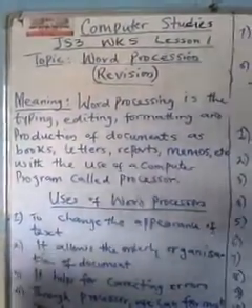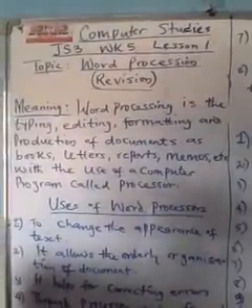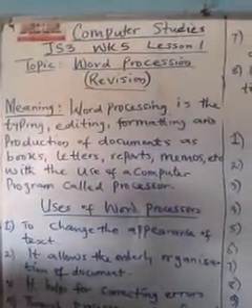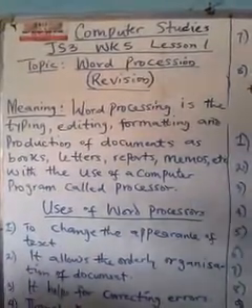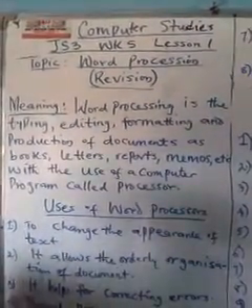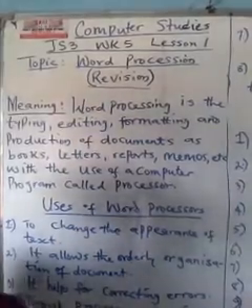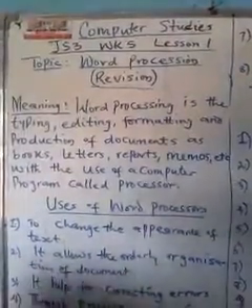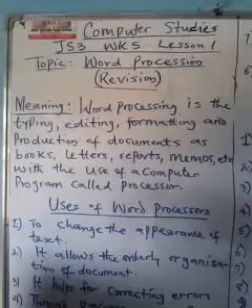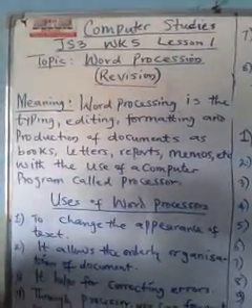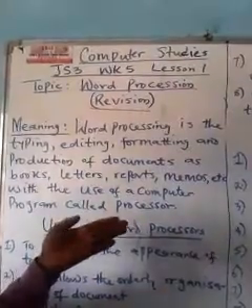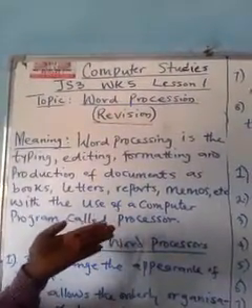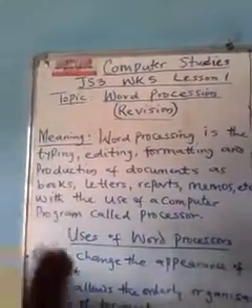Word processing simply means the typing, editing, formatting, production or printing of documents such as books, letters, reports, menu, and so on and so forth, with the use of a computer program that is known as a processor. The processor makes word processing very possible.